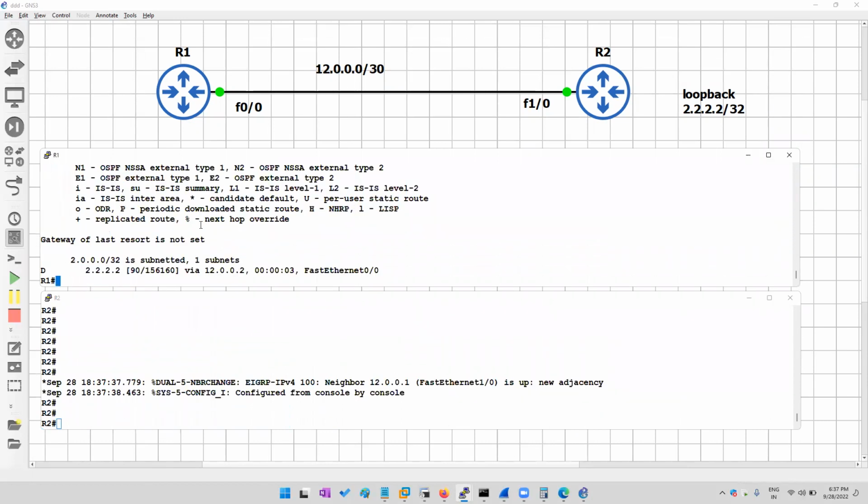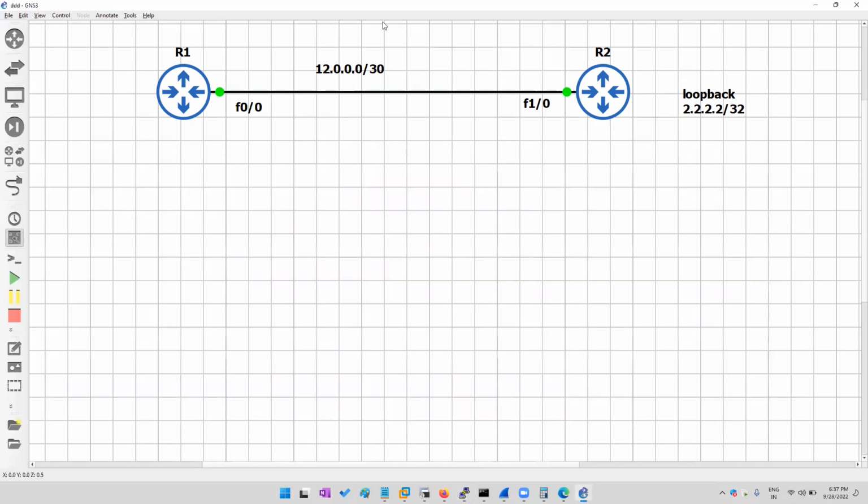Show IP route EIGRP. So we are receiving 2.2.2.2. AD value is 90 and the metric is this one. But how to get this metric, we can discuss. Now, whenever R2 forwards this network information to R1, R2 verifies this interface bandwidth and delay also. So verify the same thing.